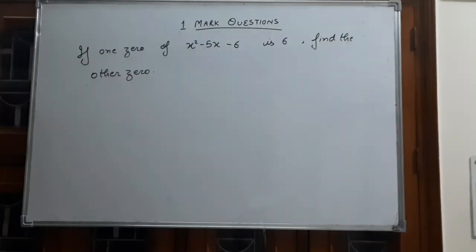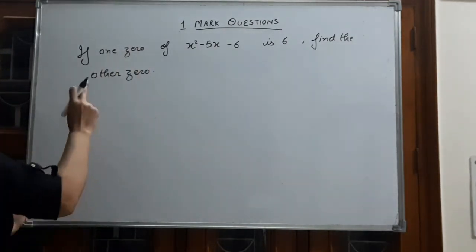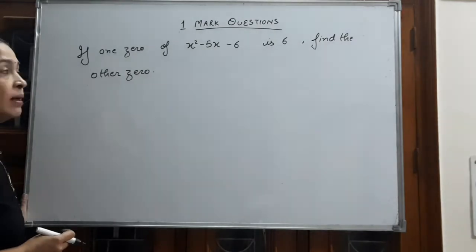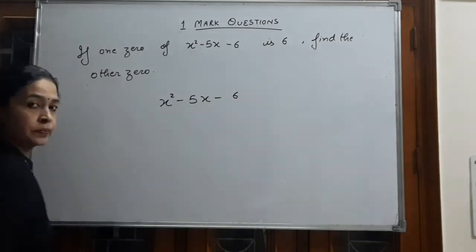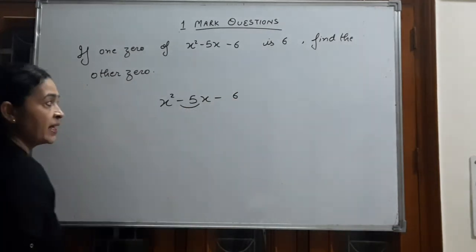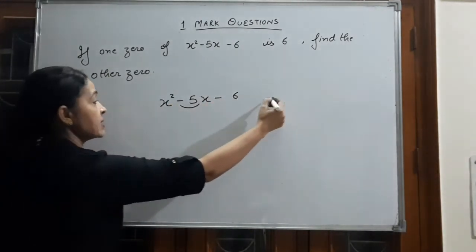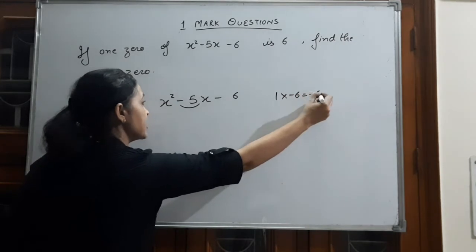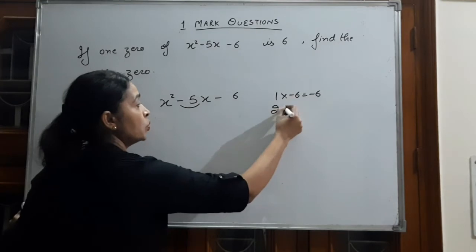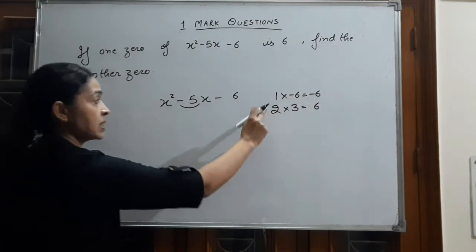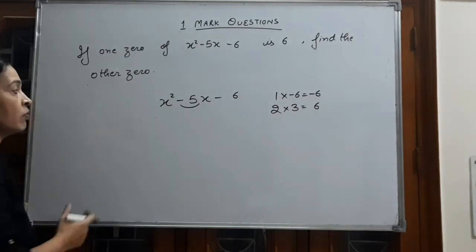If 1 zero of x square minus 5x minus 6 is 6, 1 zero is given. This is a quadratic polynomial. We have to find the other zero. x square minus 5x minus 6. The middle term is minus 5. The coefficient of x square is 1 and the constant is minus 6. 1 into minus 6 is minus 6. What can be the factors? 1 into 6 or 2 into 3 is also 6. Either 1 and 6 or 2 and 3. Anyone will be negative.